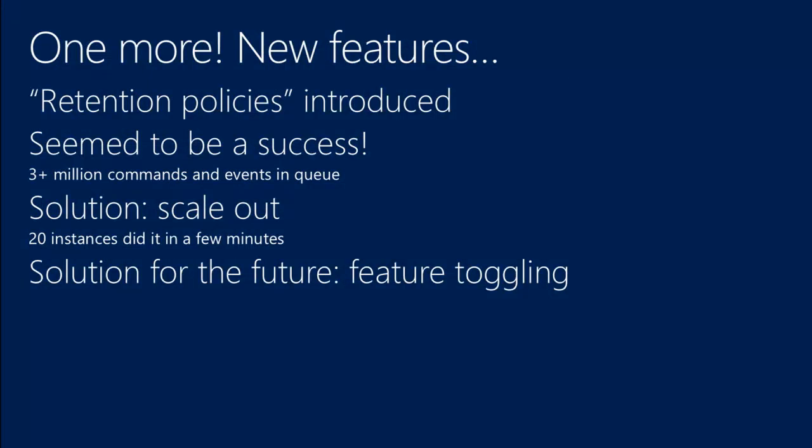Another lesson learned is features. If you introduce new features, strange things can happen. So a couple of months ago, we introduced retention policies. Basically, if you are using MyGet and you are pushing continuous integration packages to MyGet, maybe you do not want to keep all those packages, but only the latest 10 or the latest 20. That was actually a feature request we got, and a lot of people were asking for this, so we implemented it. And when we introduced it, it seemed to be a success.